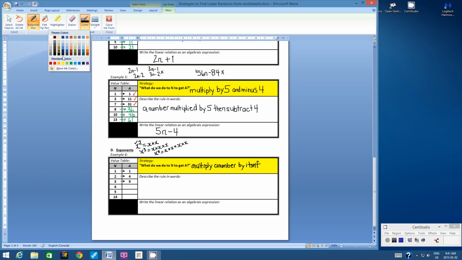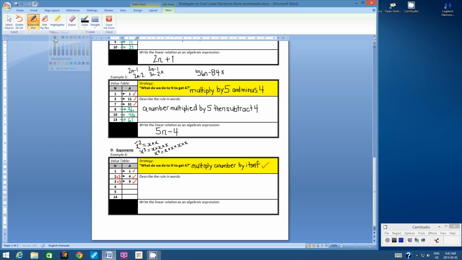So let's go and check our value table, our 3 examples. N, 1 multiplied by 1 is 1. N, 2 multiplied by itself, 2 times 2 is 4. N, 3 multiplied by itself is 9. So this strategy seems to work.